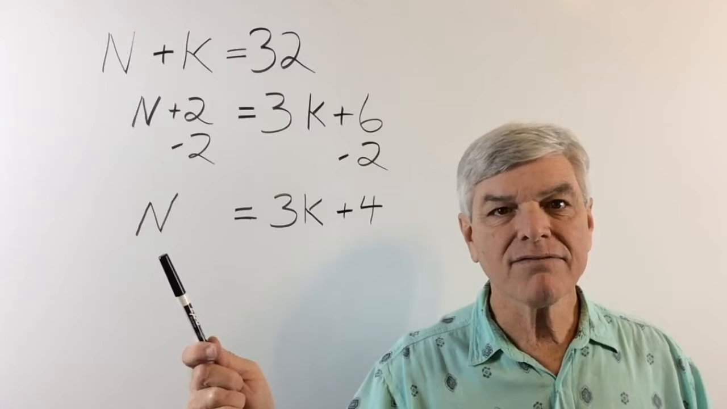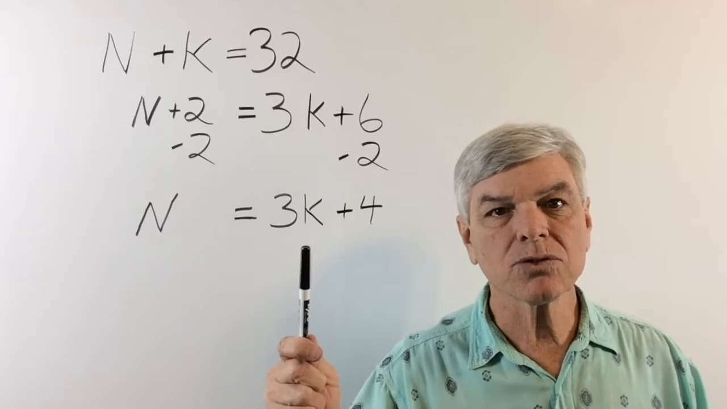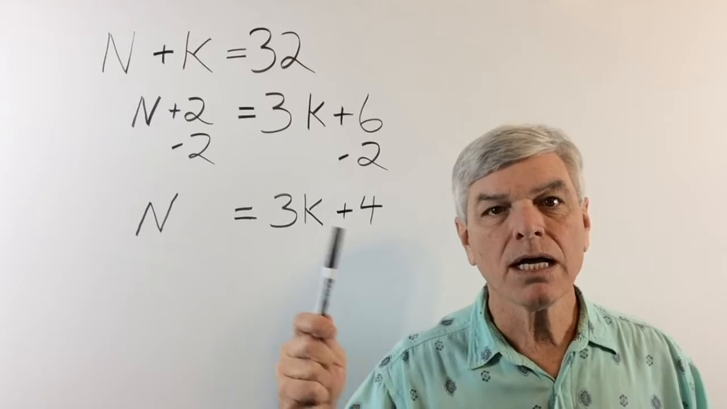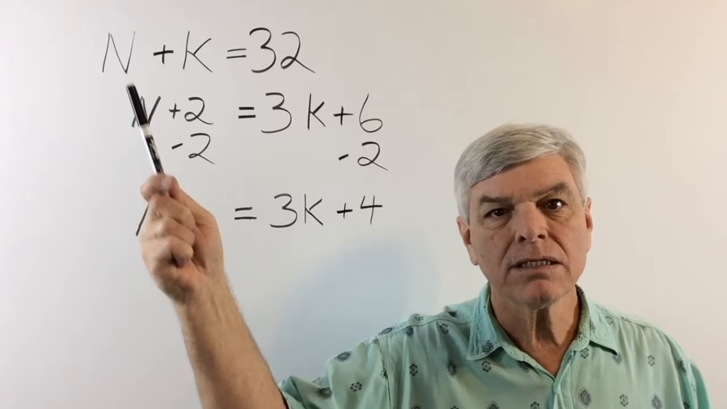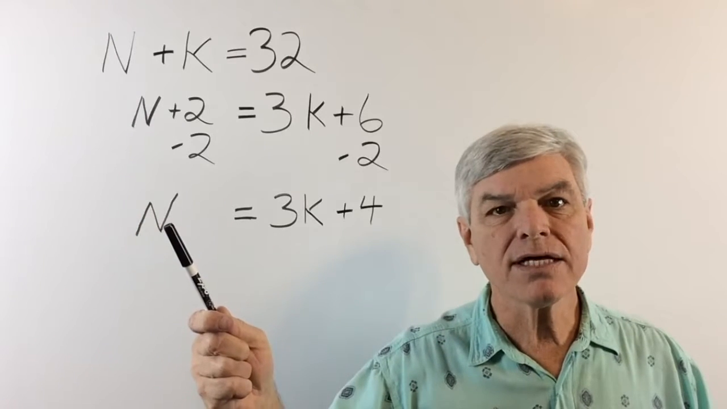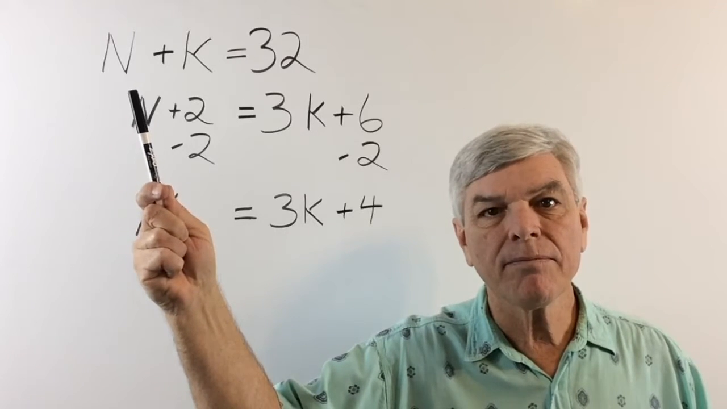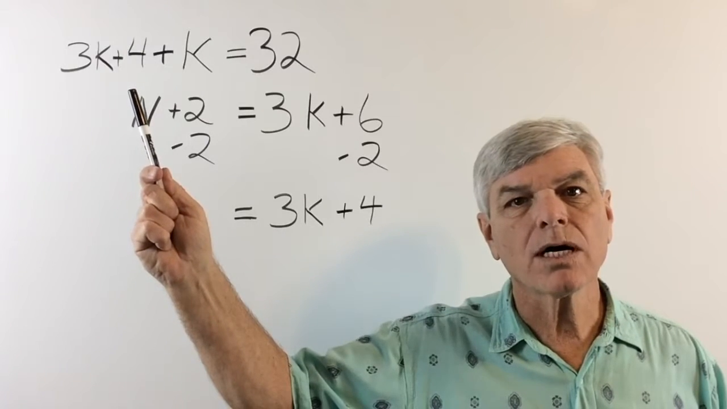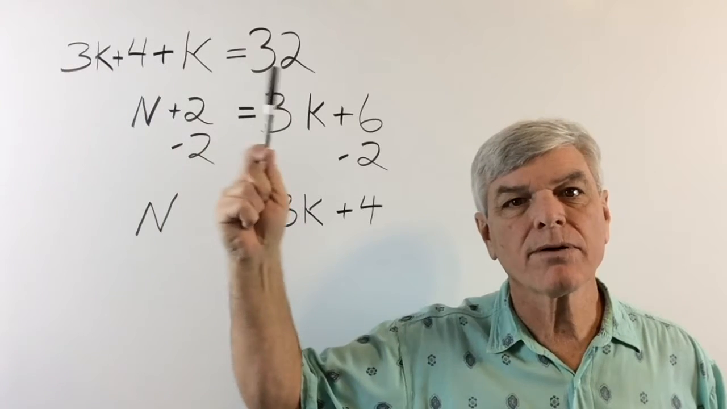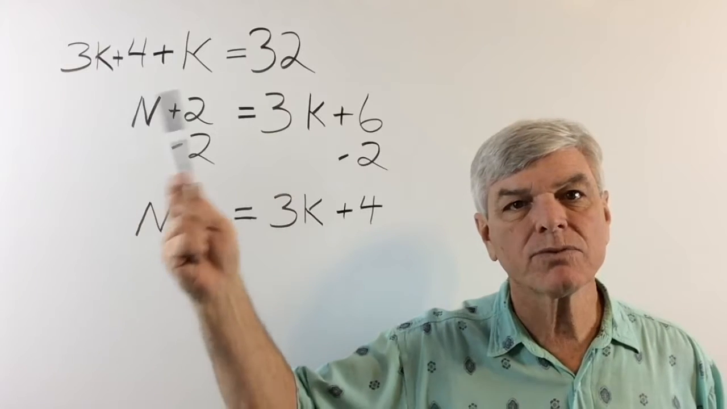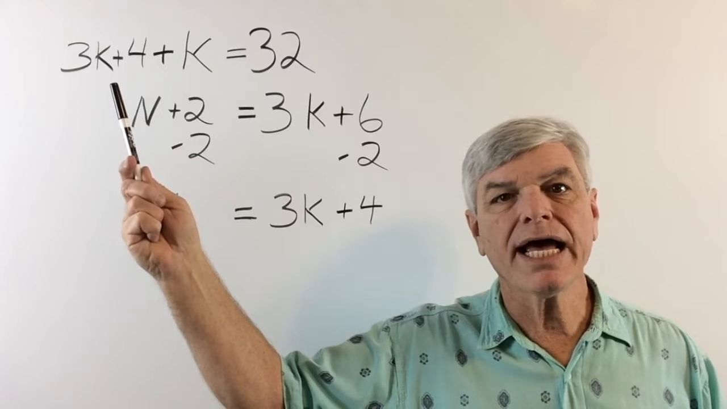But we have an isolated variable here. We know what n equals. N equals 3k plus 4. And we can insert it into our first formula. So this n becomes 3k plus 4. And as you can see, we have one variable in the formula. Down here we have 2 variables. We had 2 variables up here, but by substitution, we got rid of the n.